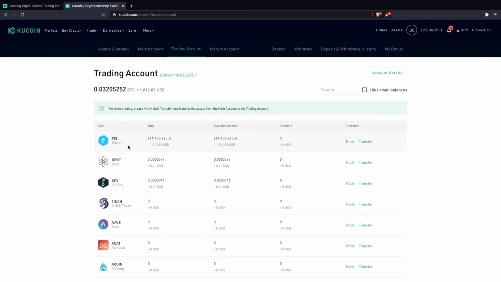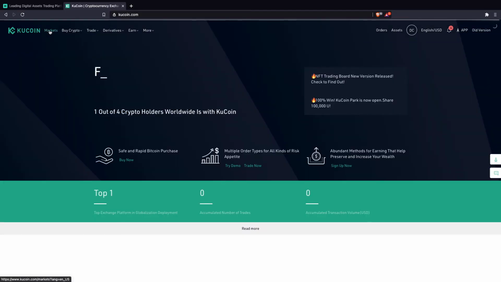So say I have Telcoin and I want to buy, you know, whatever it is. So let's go to the market and let's find something we want to buy. So we're actually going to go to markets. Okay.